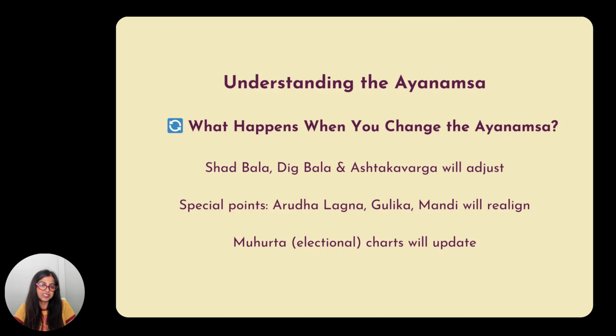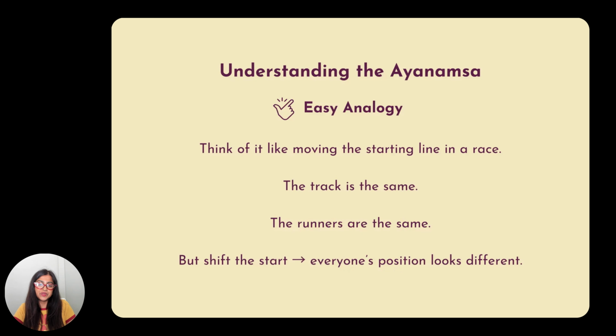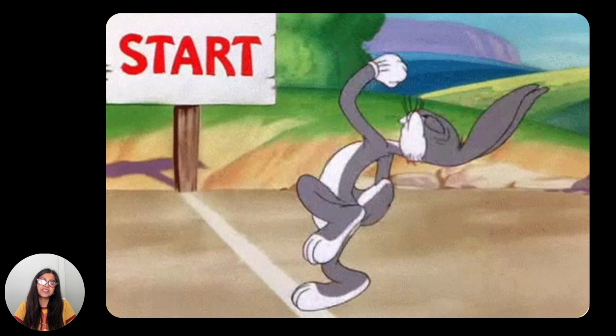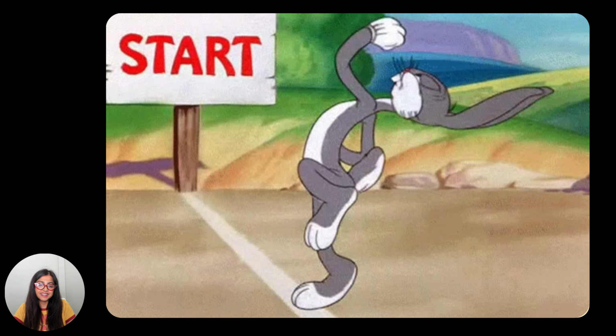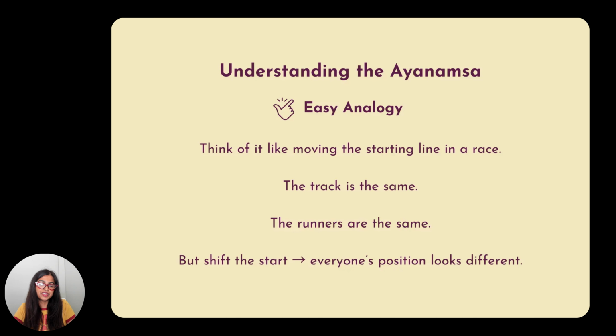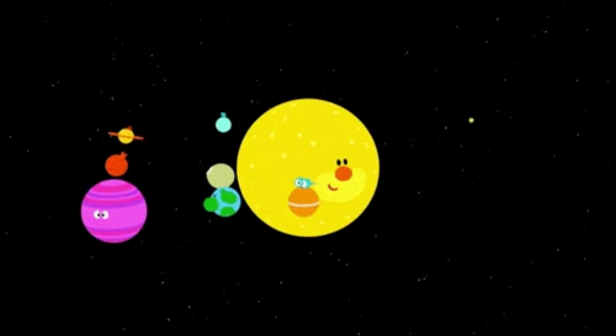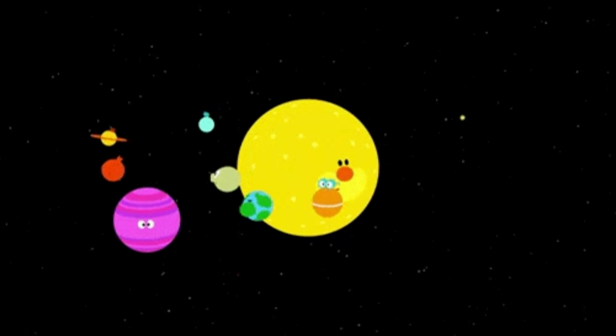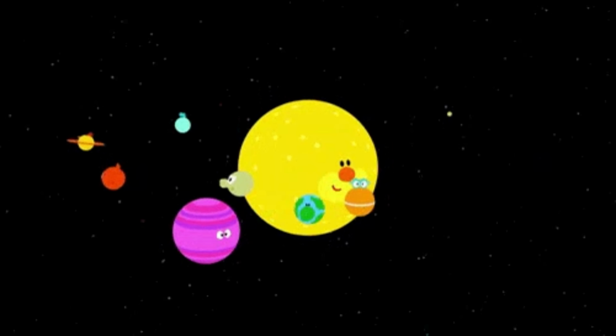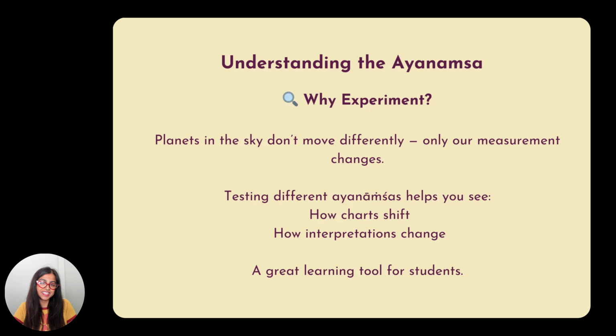In short, any astrological tool in Parashara's Light that depends on the planet's sidereal longitude will be impacted. You can think of changing the Ayanamsa like moving the starting line in a race. The track hasn't changed, the runners haven't changed, but the shifting starting point means everyone's position is different. In astrology, this means all the planets are still the same in the sky, but their degrees and placements have shifted. Trying different Ayanamsas can be a great learning tool. You can see how the chart changes and how it might influence your reading and interpretation.